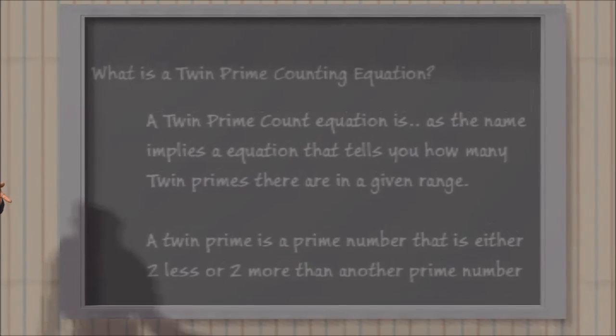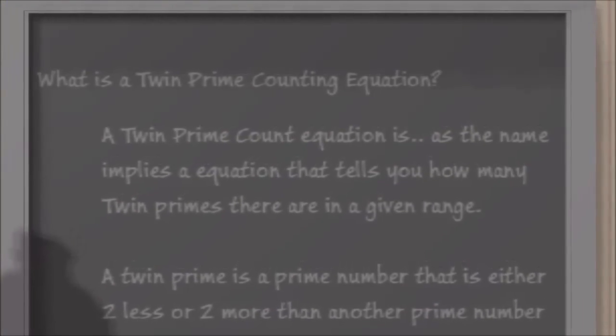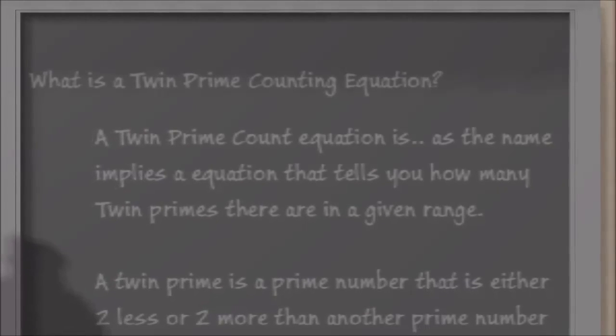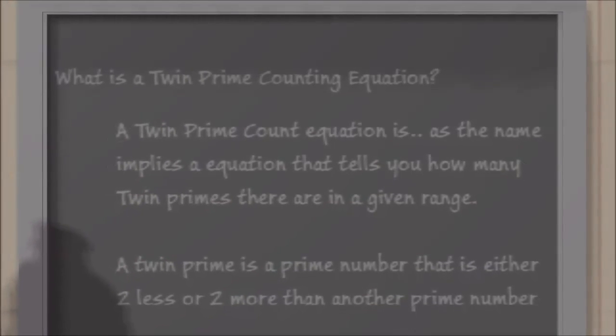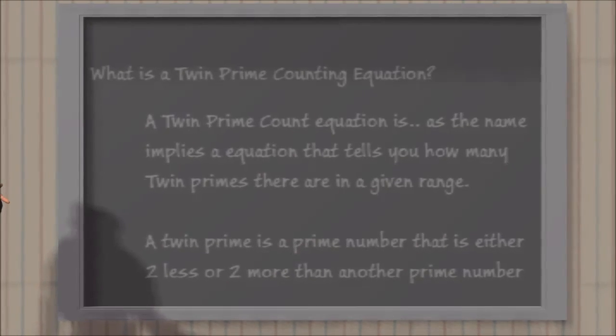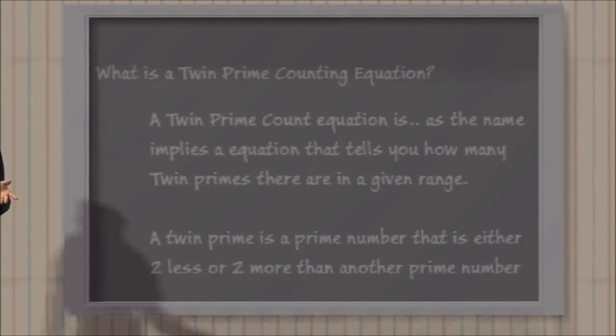What is a twin prime number counting equation? Well, a twin prime number counting equation, as the name implies, is an equation that tells you how many twin primes there are in a given range. A twin prime number is a number that is either 2 less or 2 more than another prime number.